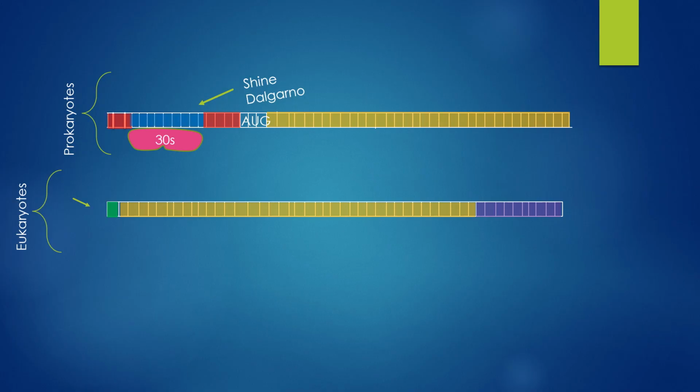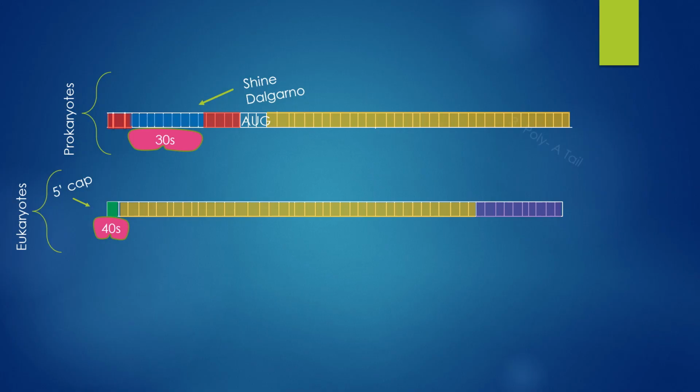In comparison to the Shine-Dalgarno site, eukaryotes have a 5' cap at the end of the mRNA. This is a 7-methyl guanosine structure, which is important for many reasons. These include translation initiation, as the 40S ribosomal subunit binds to this cap. It also acts as protection for the 5' end of the mRNA.